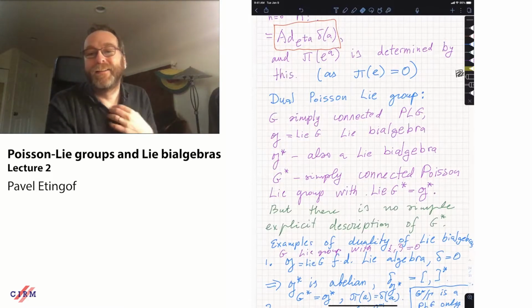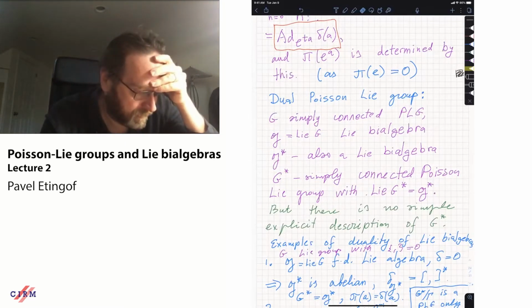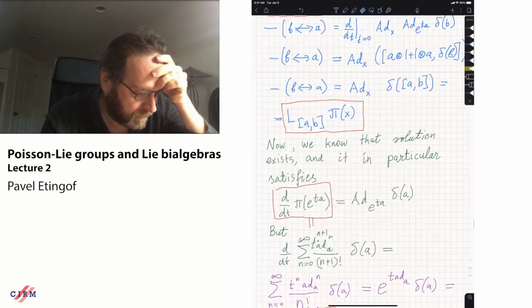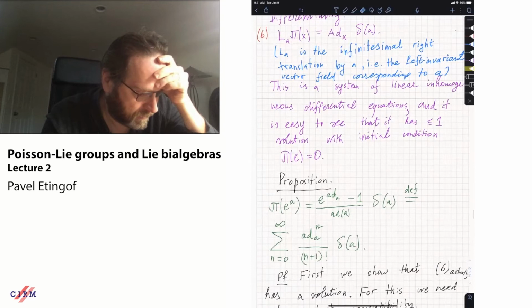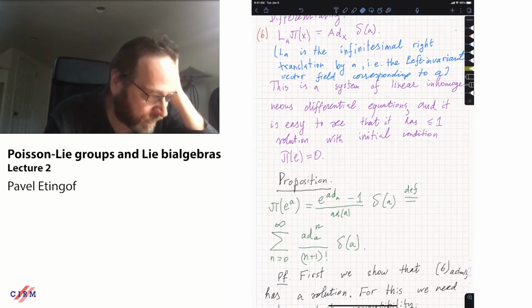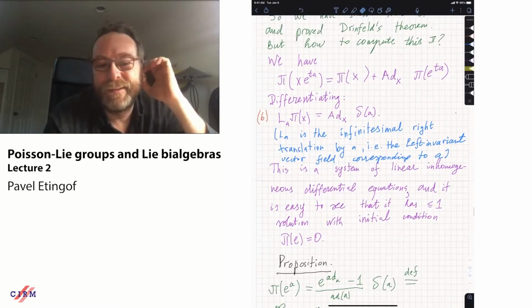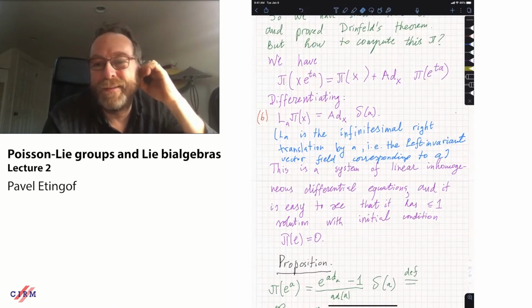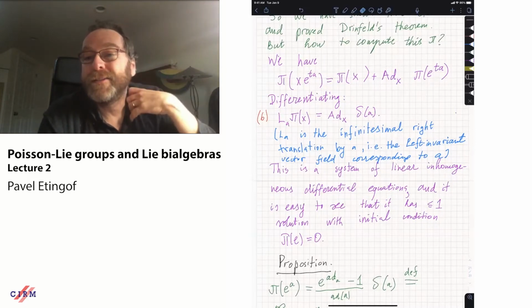Hi, can I actually ask a question? Couldn't you prove this formula by using what you did yesterday about integrating morphisms of Lie groups? Yeah, that's right. Yes. You can derive this formula in that way as well. Yeah, that would be another way to get this formula. Other questions?